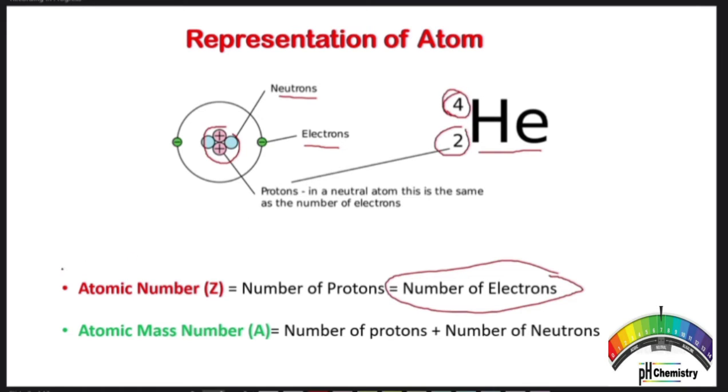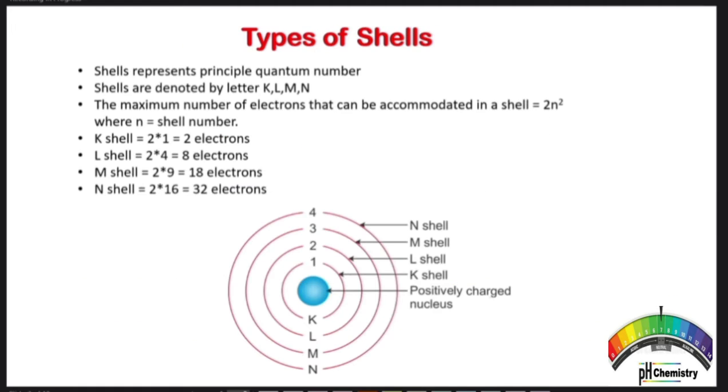So this is a very important point to remember, that atomic number is always equal to the number of protons, which is equal to the number of electrons. That is, in any atom the number of protons and number of electrons are always equal, and the atomic mass number, which is represented by the capital letter A, is the summation of the number of protons and neutrons. Mass number is always the summation of the number of protons and neutrons.